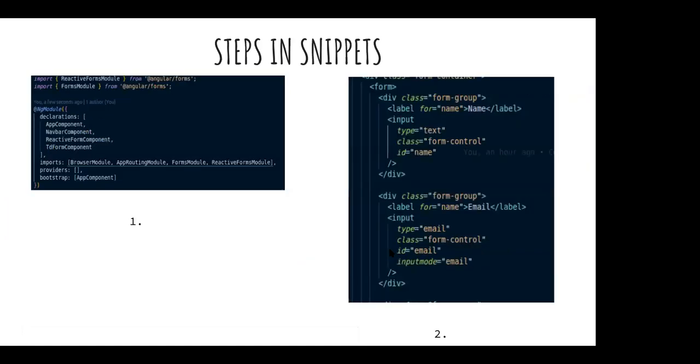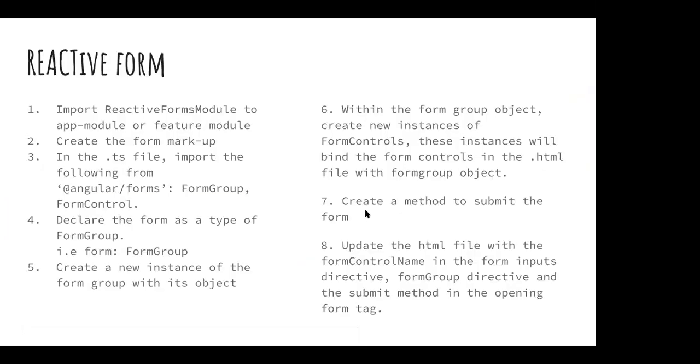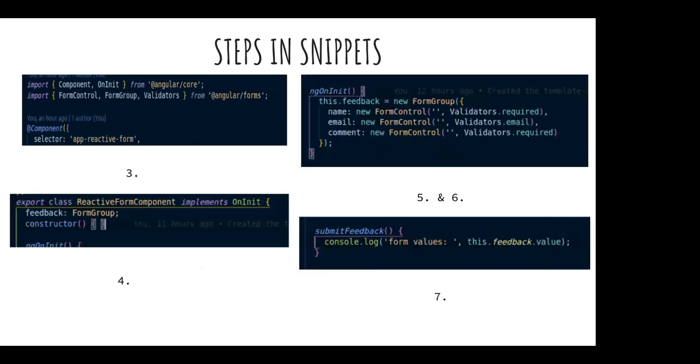Now, let's go back to our notes. Now, the number 4, which is what I've shown us. Now we skip over to number 8. The template we have created already, which is the HTML file, we want to update it with the form control name directive basically. So what the number 8 means is quite simple.